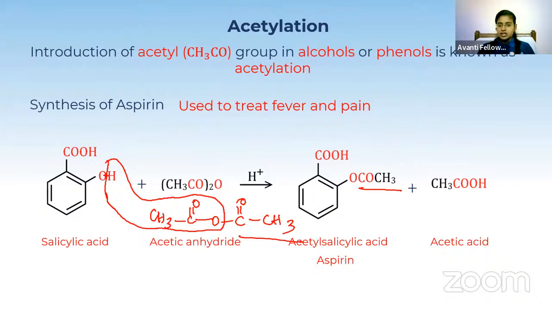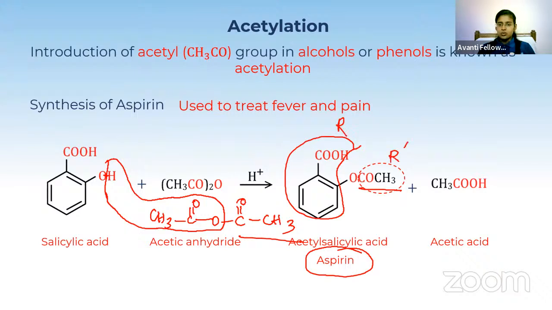Got it? And this product is called as aspirin, in which we have an ester linkage, RCOOR. Okay, this is one R group, this is one R dash, so R dash COOR. Okay, this is an ester. Ester from acetic anhydride and alcohol. All right. So this is all about the esterification, acidity of alcohols and phenols.